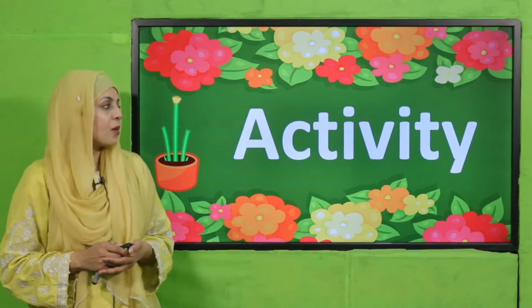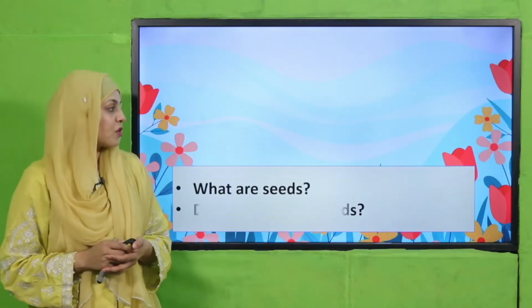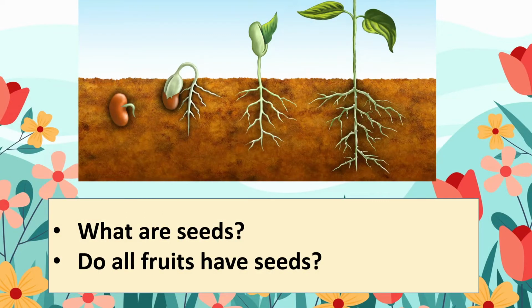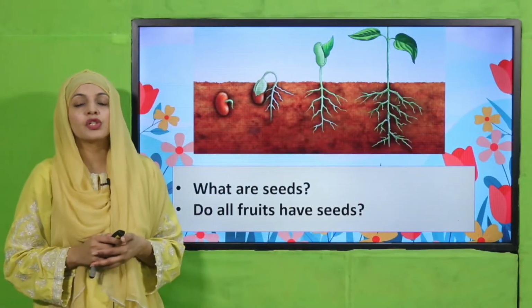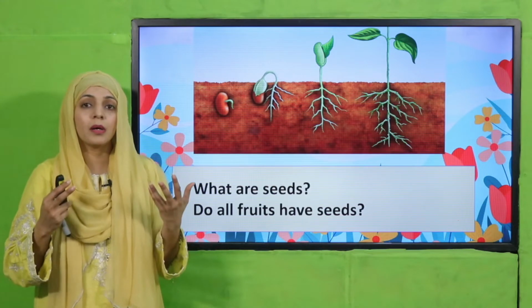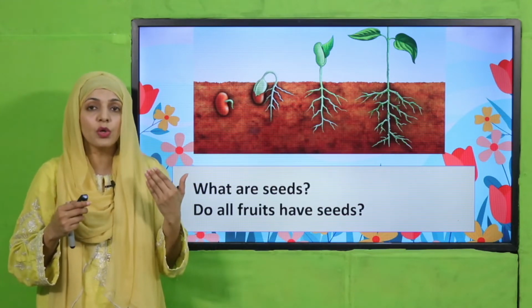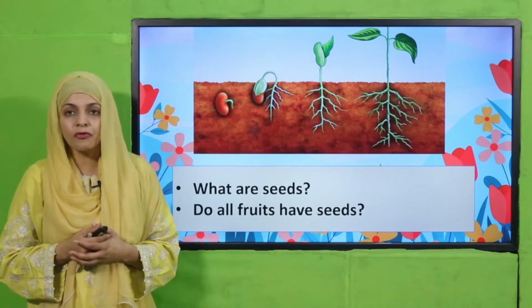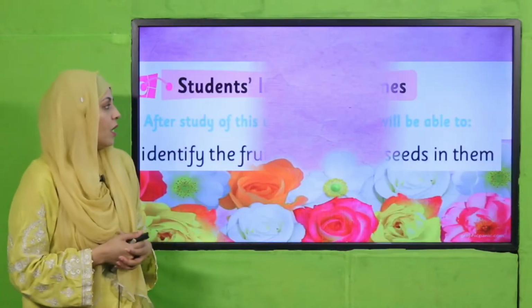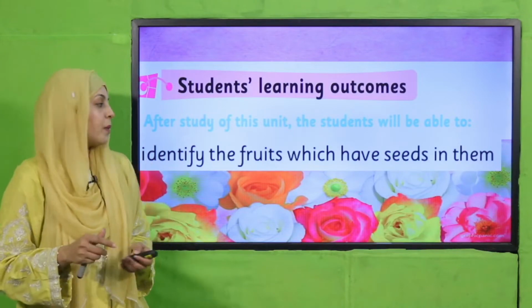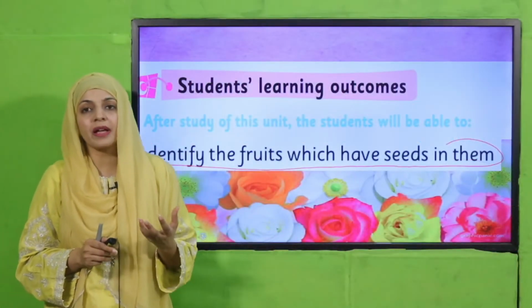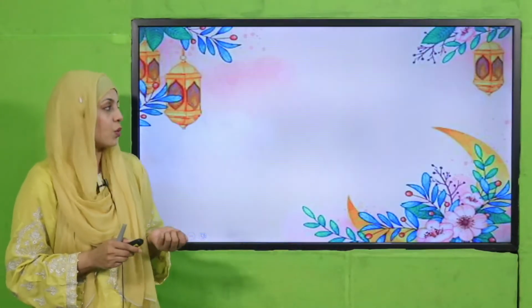Okay, my dear students, now is the time for an activity. Look at this picture and then tell me what are seeds. Seed is the part of plant which helps the plant to grow into a new plant. Okay, do all fruits have seeds? Yes, all fruits have seeds. So in today's lecture, students will be able to identify the fruits which have seeds in them. आज बच्चे उन fruits को identify कर सकेंगे जिनके अंदर seeds present होते हैं.